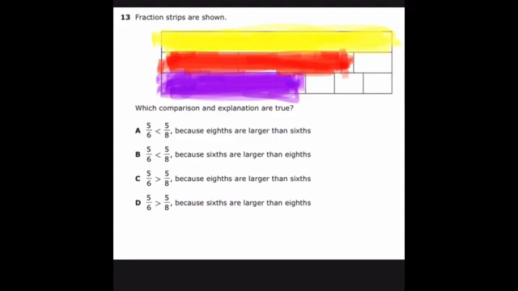So looking at A, it says 5/6 is less than 5/8 because eighths are larger than sixths. That whole thing is wrong. 5/6 is not less, because we can see it on the bar, the model. And we also know that eighths are not larger than sixths. If I have 8 pieces of something that is the same size as something else that has 6 equal pieces, those 6 pieces are going to be bigger. The sixths are going to be bigger than those eighths. Okay, so I can cross that out. I guess I'm doing it in purple today. All right, now let's look at B.